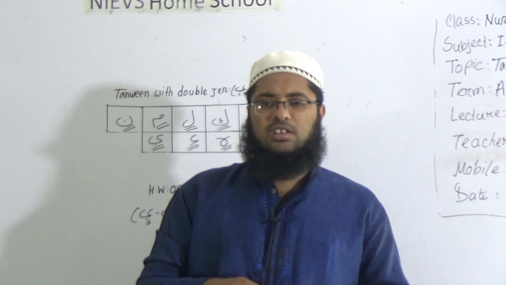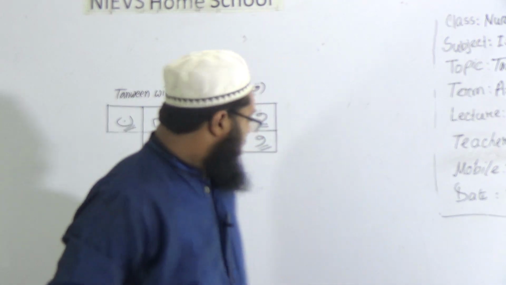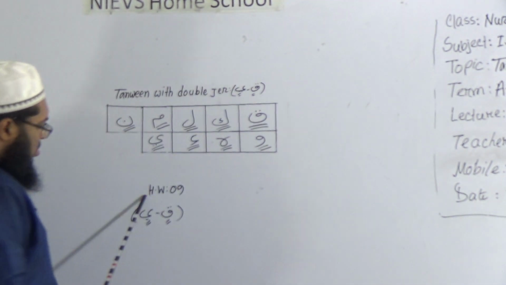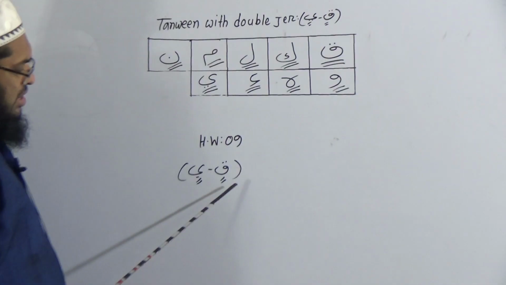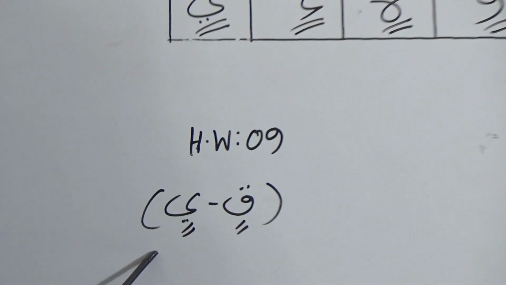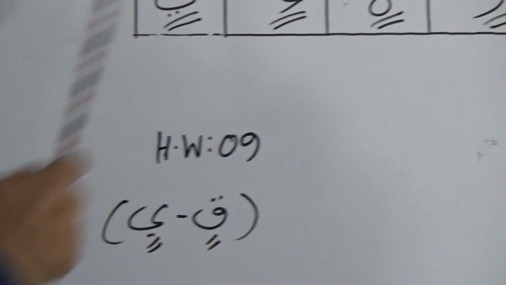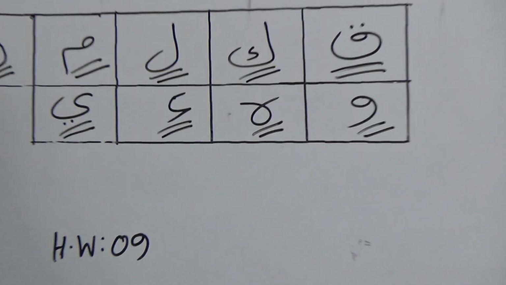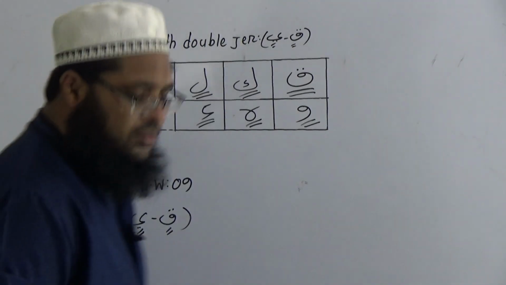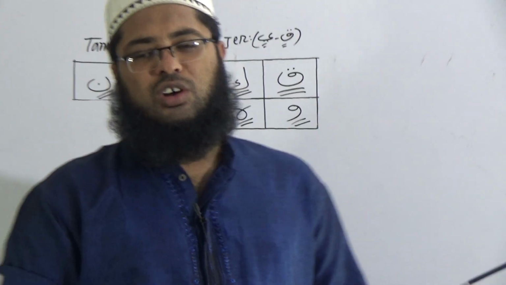So my dear students, that's all for today. Today is your SW number 9, and you will make SW at your home from Qaf to Ya, Tanween with double zer from Qaf to Ya, and you will make SW at your home like this pattern.